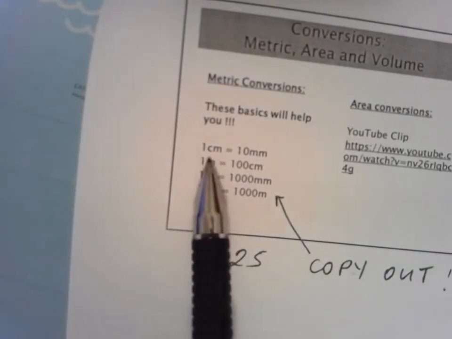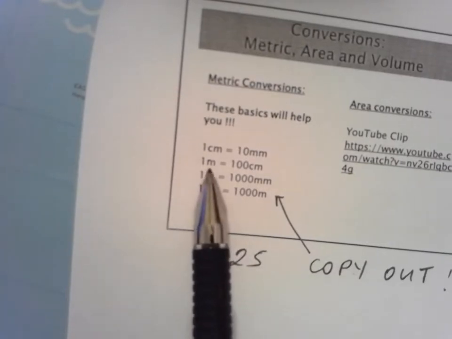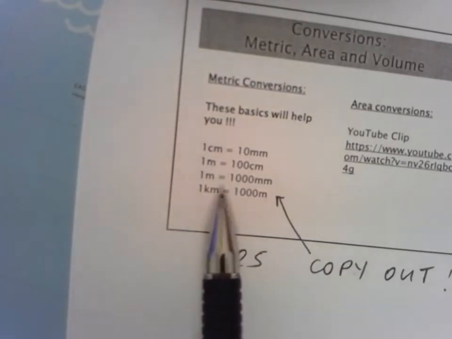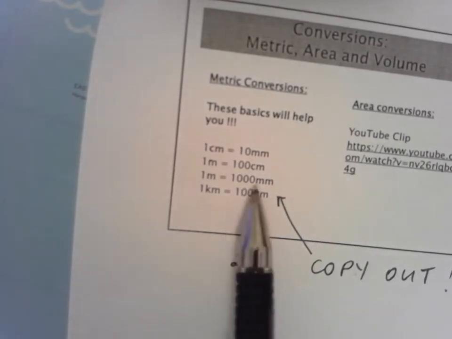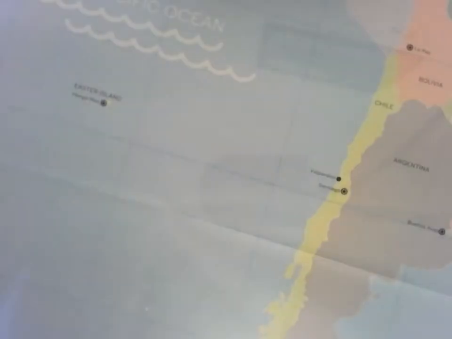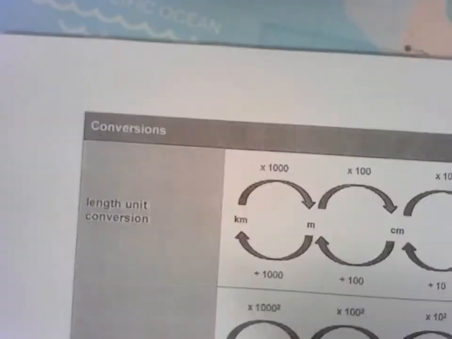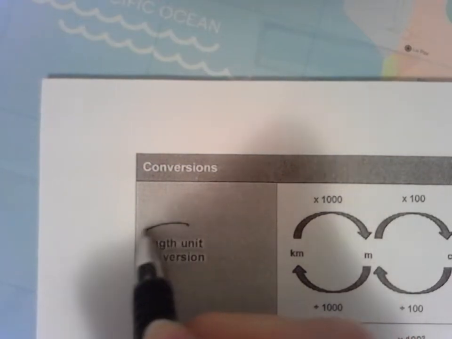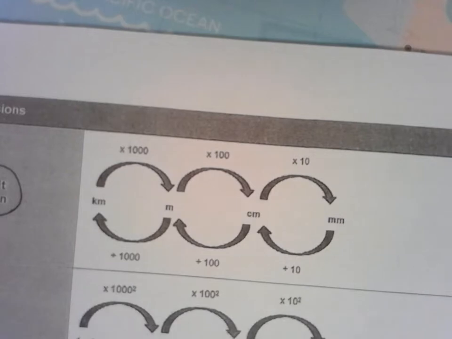So it says a centimetre equals 10 millimetres, a metre equals 100 centimetres, a metre equals 1,000 millimetres, and a kilometre equals 1,000 metres. But these basics are also on your rule sheet on the back, on the top where it says length unit conversions. It really is all there for you.